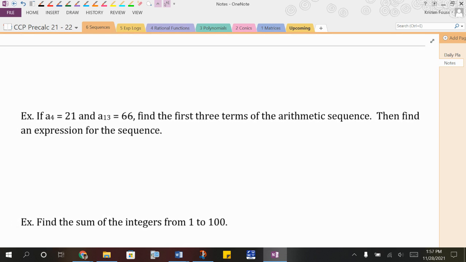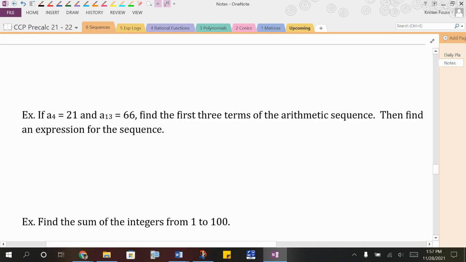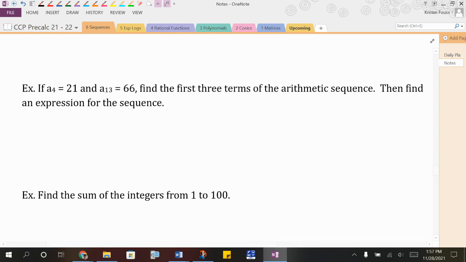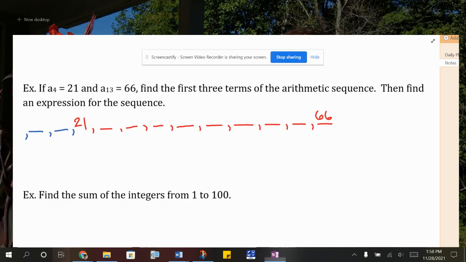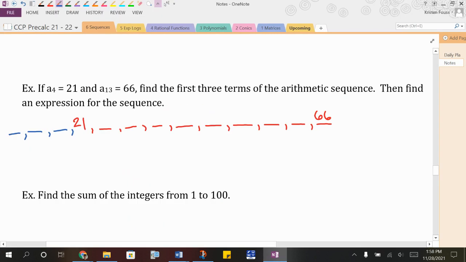If A4, so our fourth term is 21, and our 13th term is 66, I'd like to find the first three terms, and then we're going to find an expression. We're going to find our AN. So I know my fourth term is 21. Fourth term is 21. There we go. And then I go fifth, sixth, seventh, eighth, ninth, 10th, 11th, 12th, 13th term is 66. I want to go backwards and actually say, what are my first three terms? This is the setup for the problem.